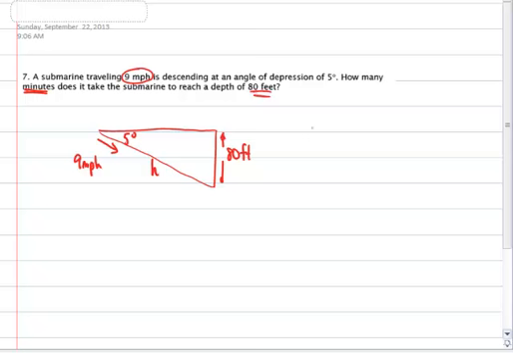So the ratio that you'd use for this would be the sine ratio. The sine of 5 degrees will equal the opposite side, which is 80, over the hypotenuse, which is h, and you cross multiply or switch diagonals, and you have 80 feet divided by the sine of 5 degrees.